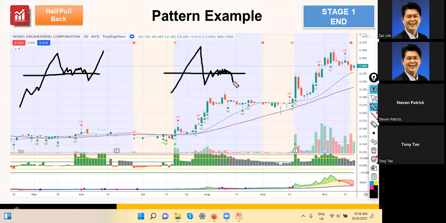Sorry, I draw it a little bit. So sometimes it will usually form like this. This one that goes up is like a bull trap. This is a bear trap.